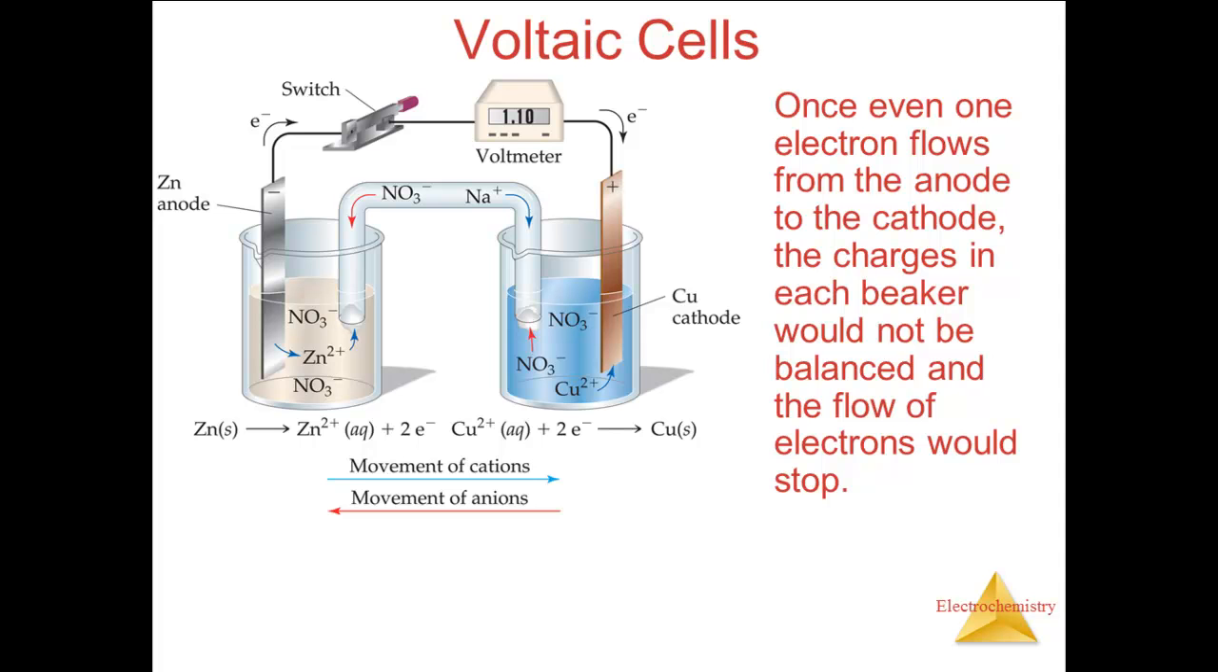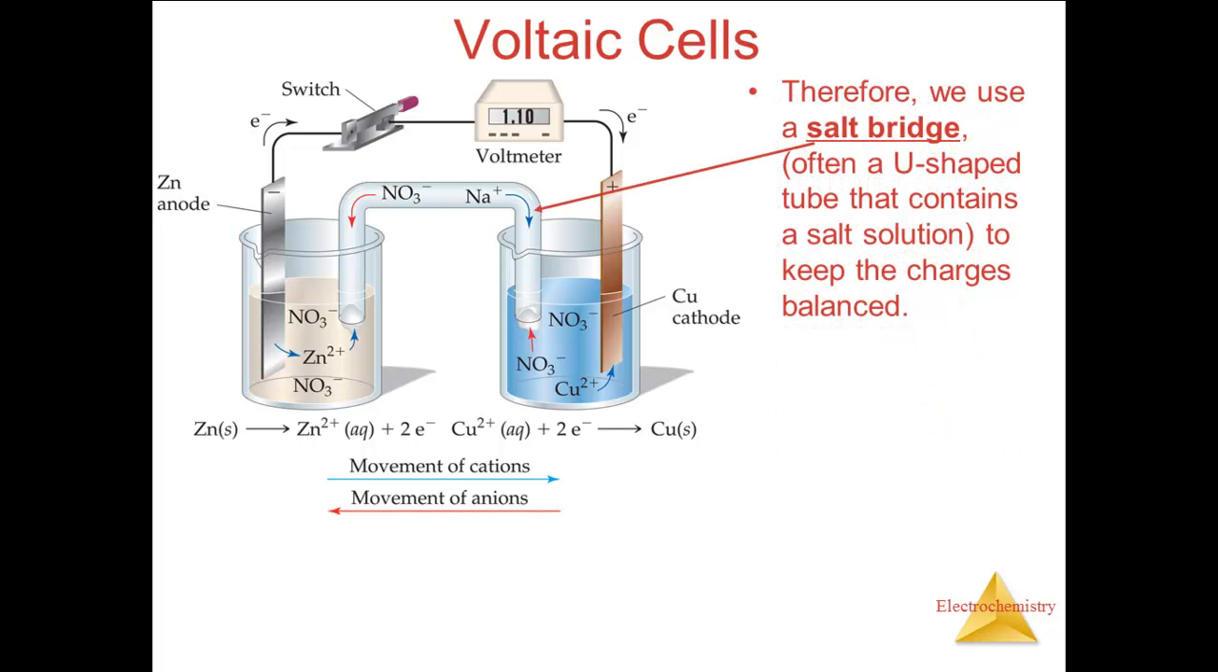Once electrons start to flow, a problem quickly develops. The buildup of positive charge in the zinc half cell and negative charge in the copper half cell stops the flow of electrons. The salt bridge contains a salt solution, and the ions move towards one half cell or the other to balance the charge and keep the electrons flowing. The salt is chosen so that the ions of the salt will not react in either half cell.